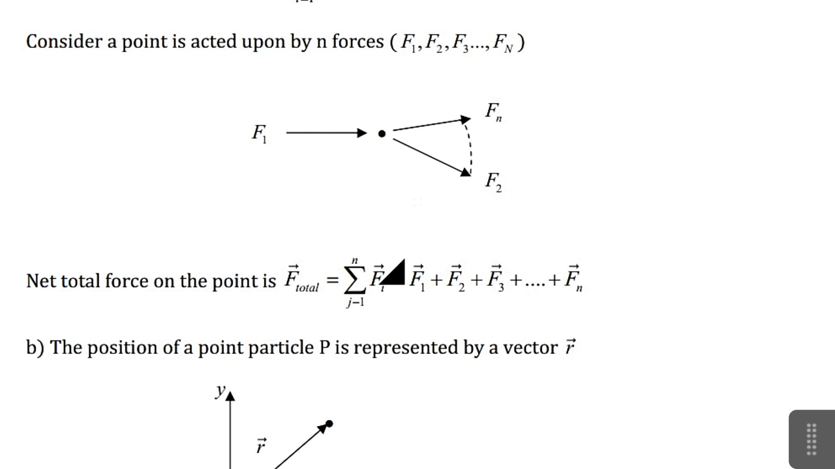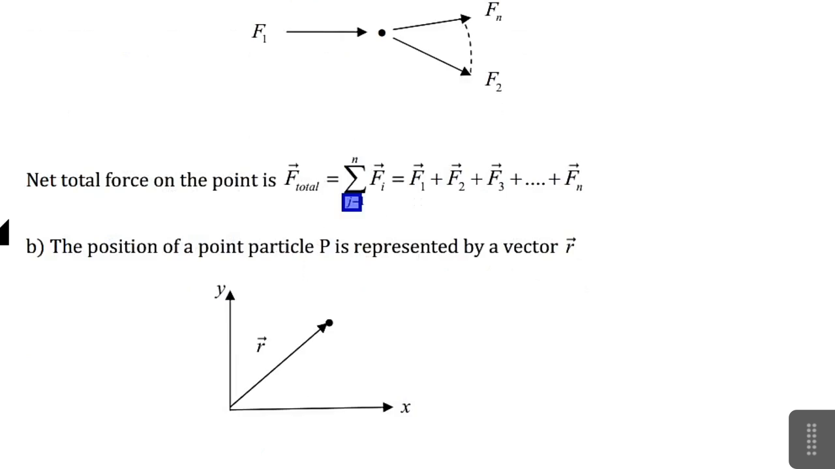So this is a notation where I can write the total force in this manner. It will become summation i goes from 1 to n of Fi. I think it is written j by mistake, so it should be i goes from 1 to n. The same notation as this. So this is the second notation.